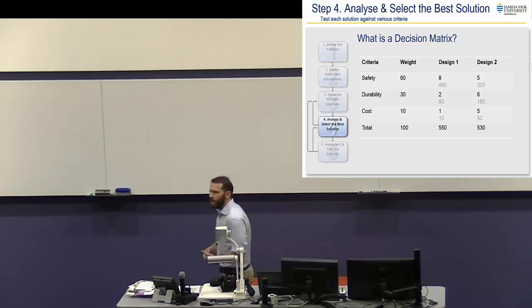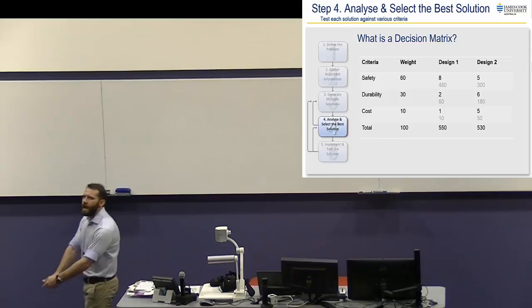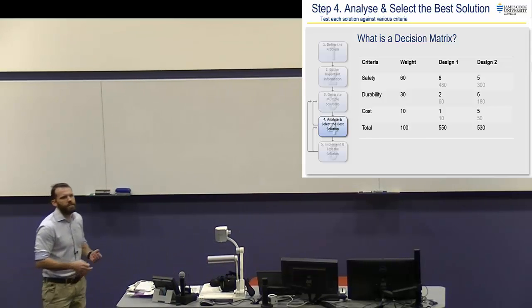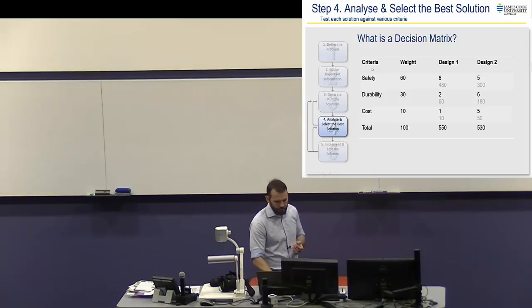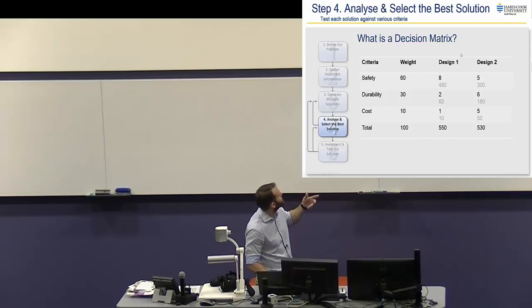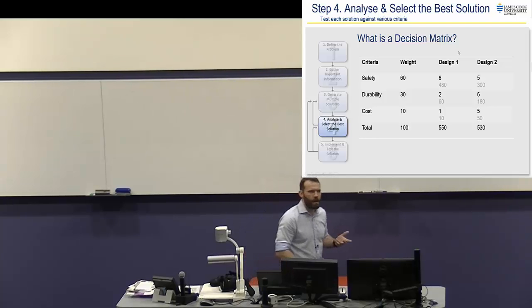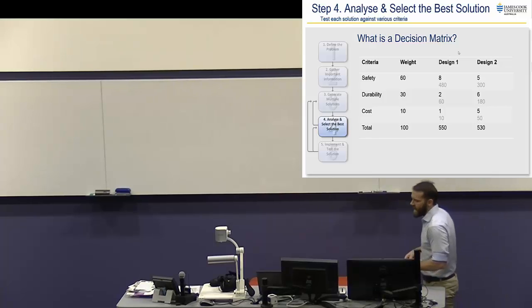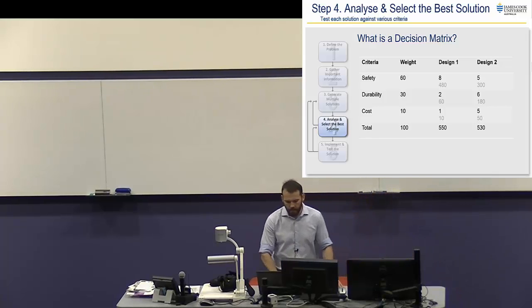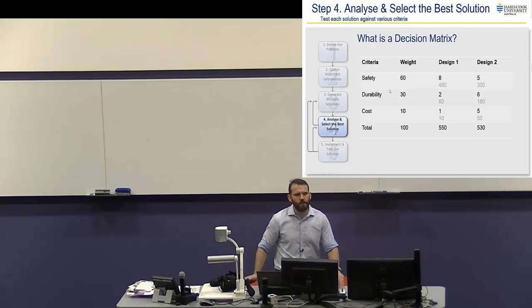right? And you will have design criteria that you need to meet. On a decision matrix, our design criteria are down this column here. This is some particular design that I'm assessing. I've got 2 different designs, design 1 and design 2. And the design criteria are safety, durability and cost. What are some design criteria for your bridge?